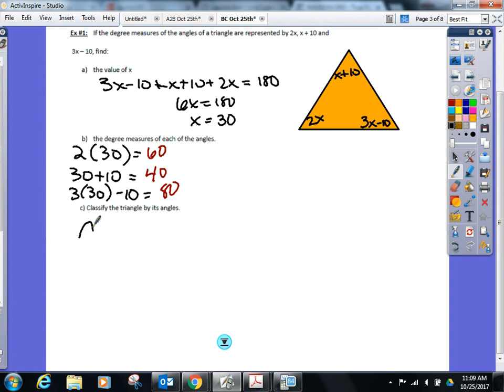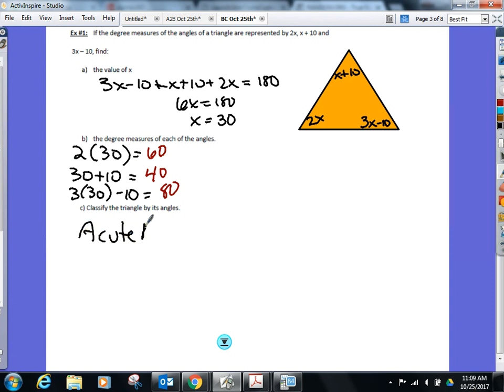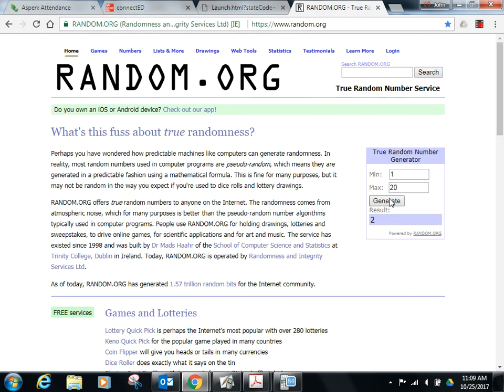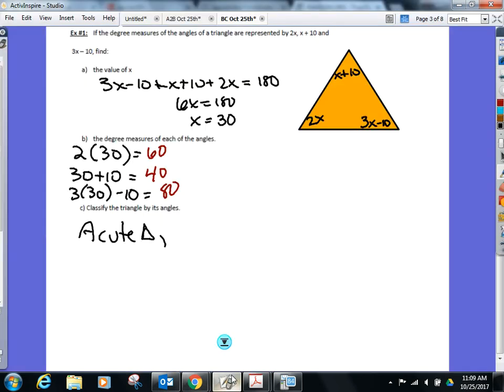And we're going to write more than just acute here. Let's get used to backing ourselves up. How do I know it's acute? One more time. How do I know it's acute? Okay, all three angles are less than 90. What you said, Will, is fine as well.